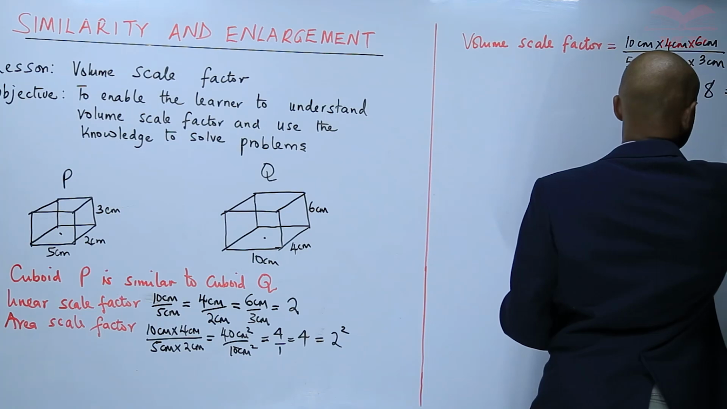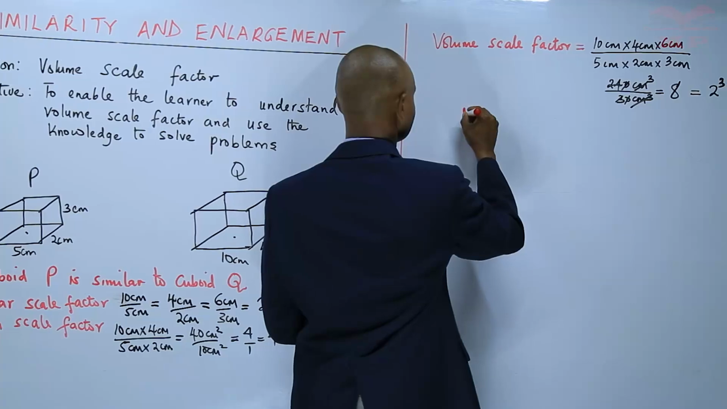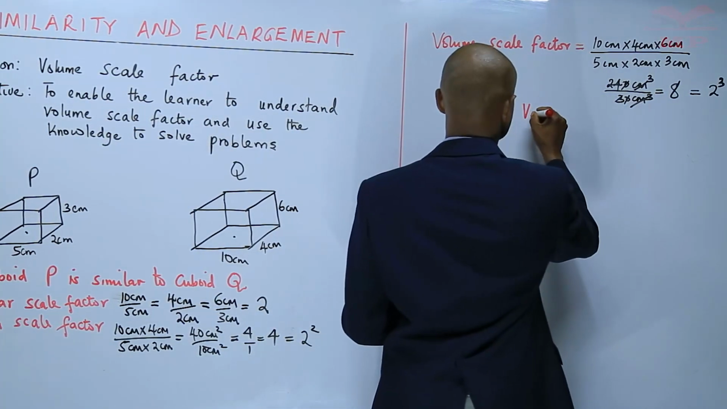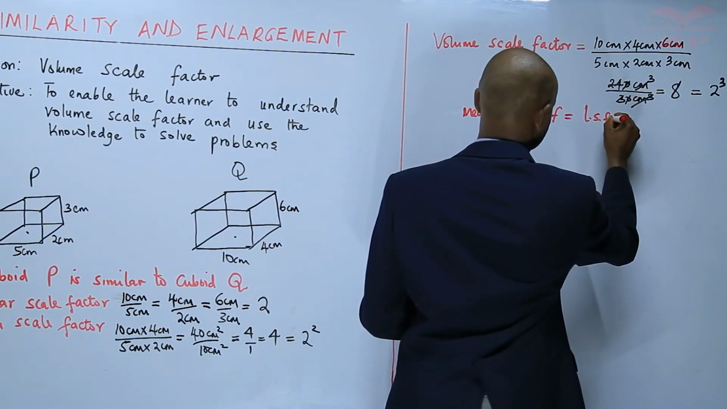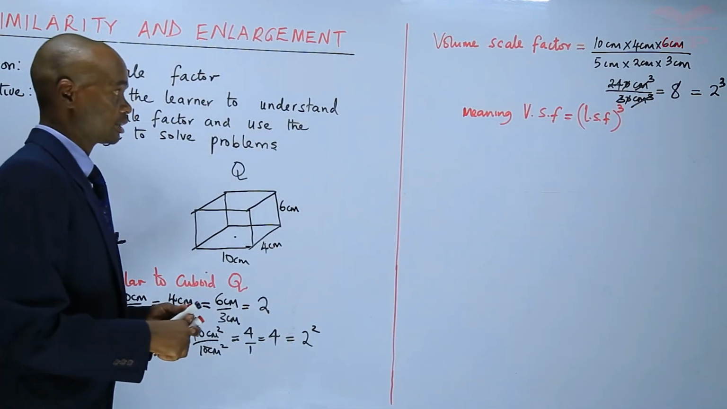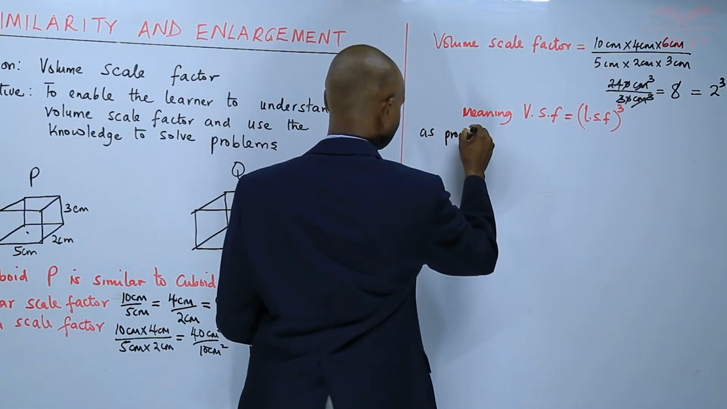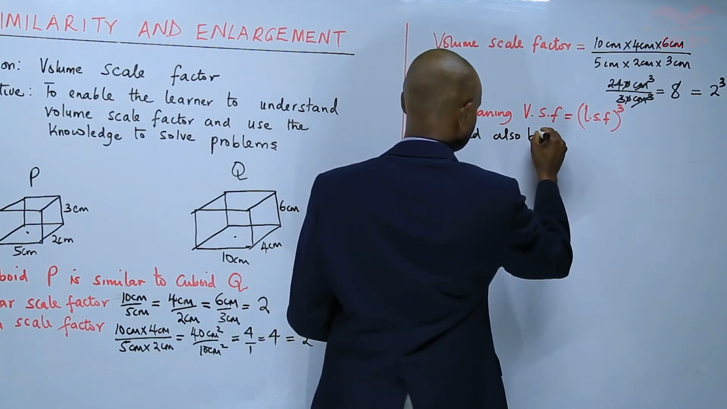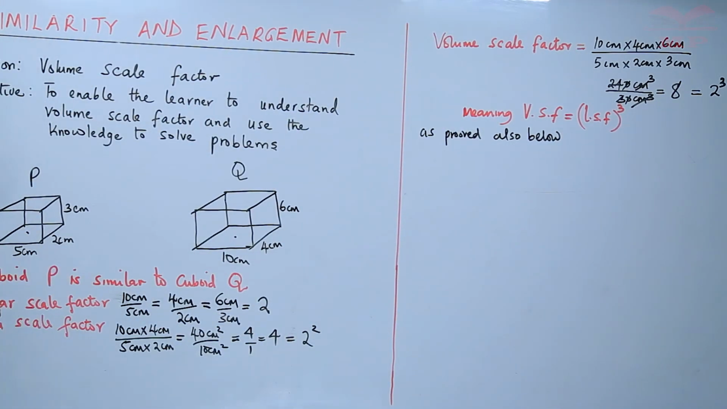Meaning that volume scale factor is equal to linear scale factor cubed, as proved below. So learner, we are going to prove it below.